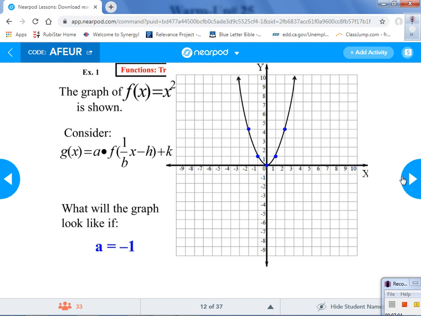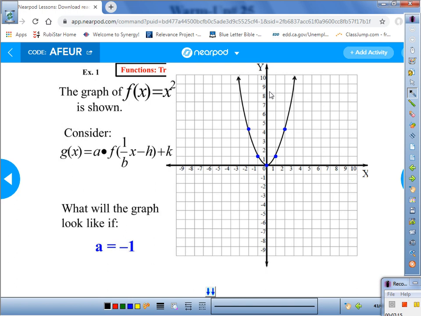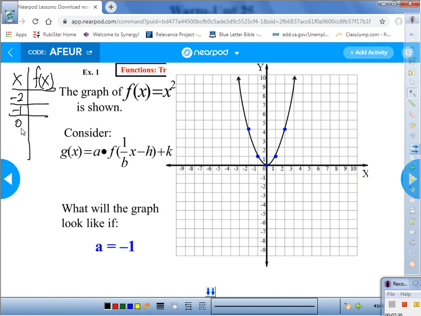Here we go. So it says, the graph of f of x equals x squared is shown. Well, yeah, Mr. Q, but you already have the graph. Okay, well, if I didn't have the graph, what would I have to do if I'm given this? An input-output table. That is the first thing you should always do. Negative 2, negative 1, 0, 1, 2. Substitute these in here. What is negative 2 squared? 4, 1, 0, 1, 4. This should be automatic, guys, by now.